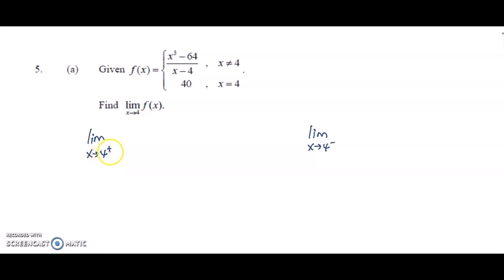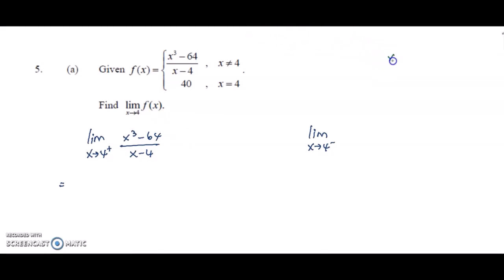So when x approaches 4 positive, you can imagine 4 positive is a value greater than 4. So the value greater than 4 is in the first interval. So I'm taking this function to represent my f(x). And now we can actually use the substitution method. After we substitute, we still will get 0 over 0, right? So you know you need to factorize this. x cubed minus 64, you can factorize it by long division again.